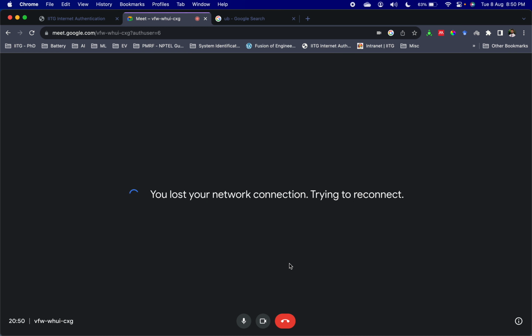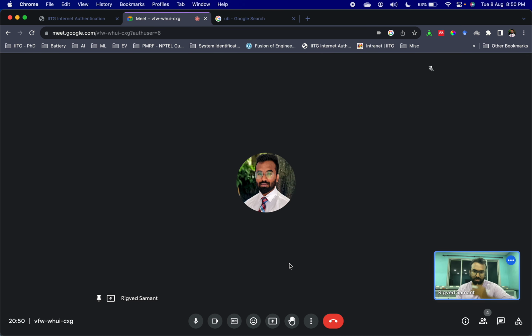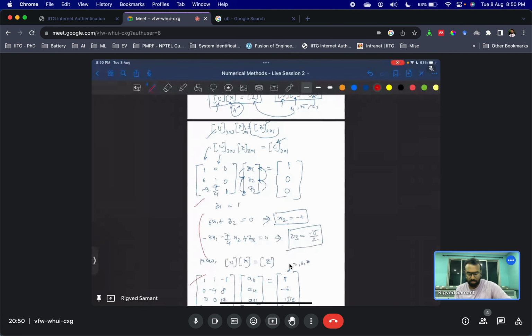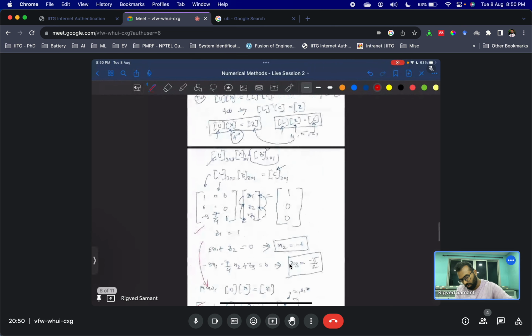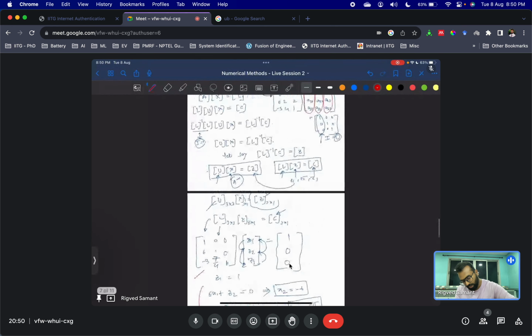Forward substitution and back substitution. So for the second one, what will be the value of this? Can anybody tell me? What will be the C value?